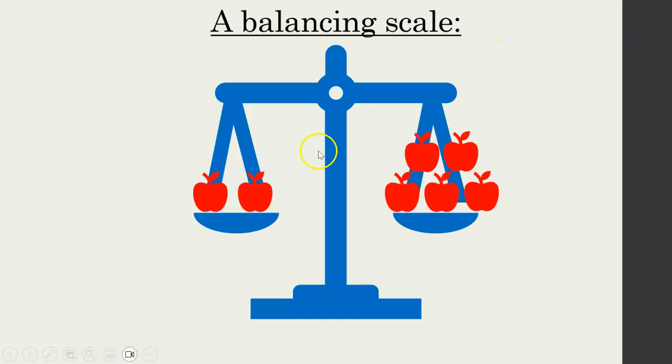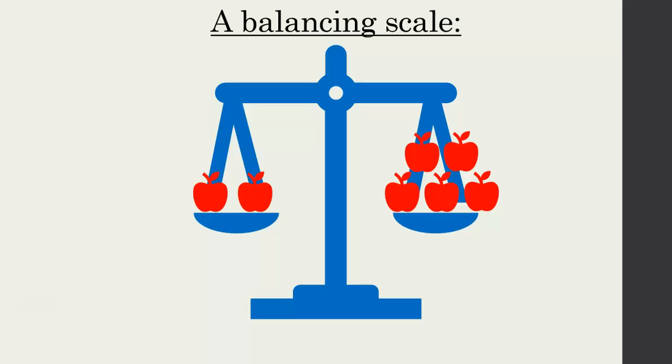Let's say you had this example. So I have 2 apples on this side and I have 5 apples on this side. Well, what's going to happen? Well, this side is going to move up. This side is going to move down because this side is heavier. So how are we going to balance it?